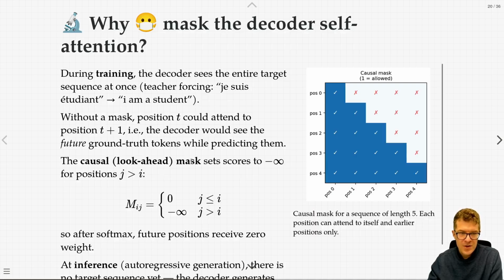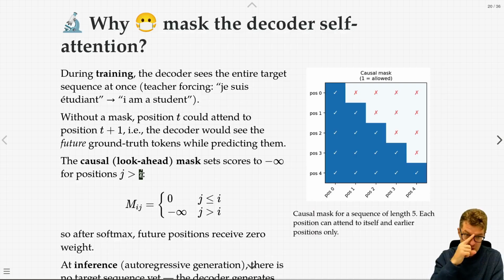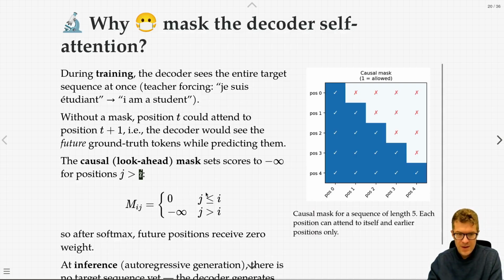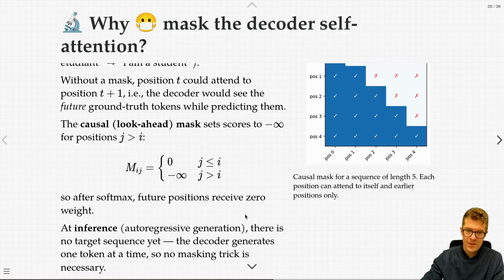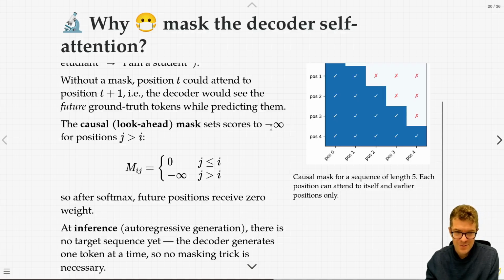So the idea is the causal look-ahead mask will set scores to -infinity for all positions j that are bigger than my current position that I'm trying to decode at the moment. So this is the kind of representation here. The penalty is 0 for all positions less than or equal to my current position, but it's -infinity for every position thereafter. So even after a softmax, future positions will have 0 weight. There's no way to attend to them because I've applied this maximum penalty to each of those future positions.